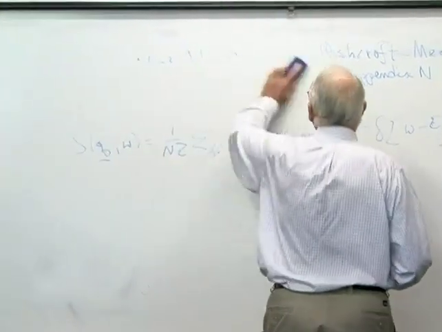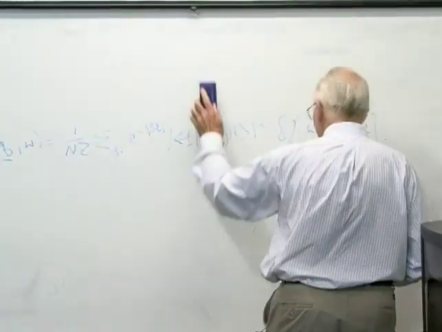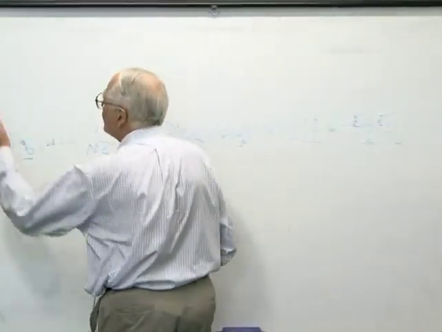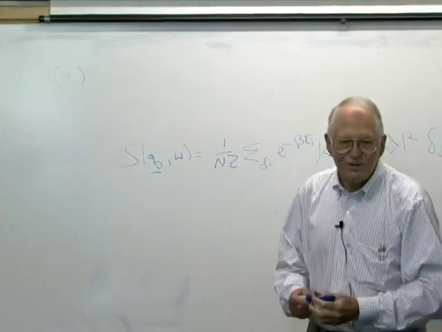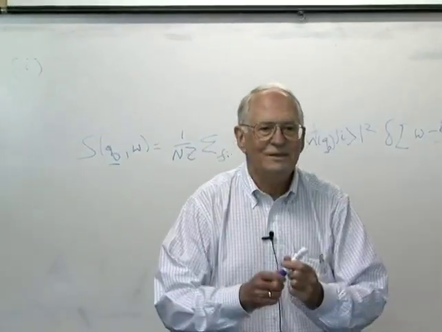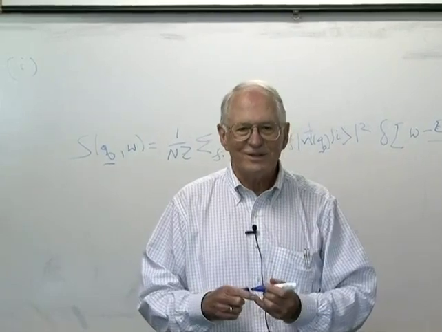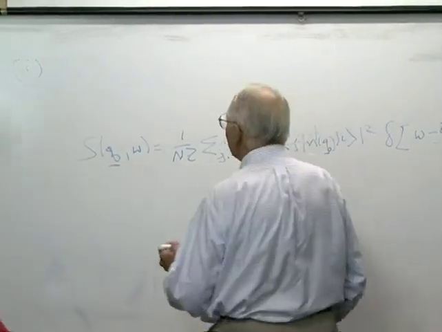I'm going to do a whole lot of manipulations on S of q and omega, but let's just for the fun start with this one. Can we get a better marker? Because these are all sort of running out.